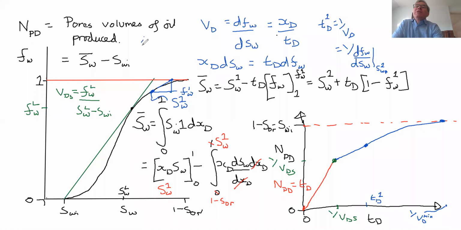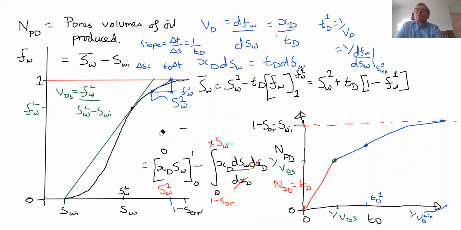Well, we know that slope is dF/dS, and the slope is 1 over TD, so the delta S is TD delta F. So TD delta F, which is this bit, is the change in saturation. And so this average saturation, which is now, it's getting a bit busy, this graph, so maybe we could erase some of the things we're not actually using anymore here, because that's that integral, so let's get rid of that.